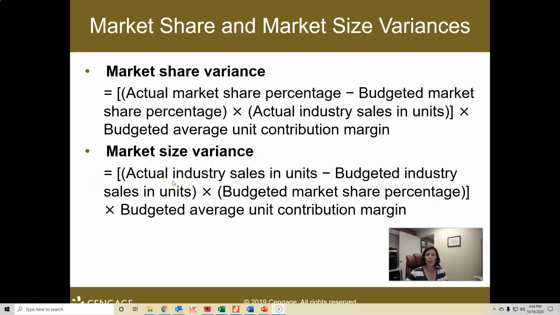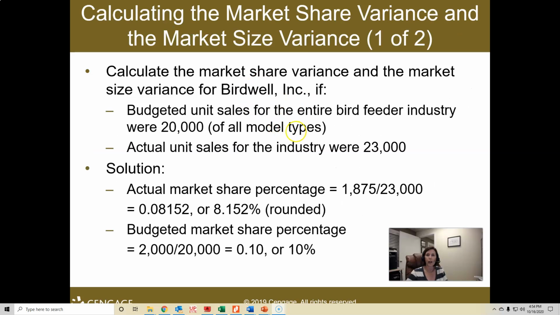And so we're now looking at this across, and this is done by a percentage, so the actual market share of the percentage, and you've got to know basically market-wide what was sold to be able to effectively calculate these figures. But we happen to have this data for the Birdwell company. So we've got budgeted sales for the entire bird feeder industry of 20,000. And I won't read all of this, but you can go through and see how the budget market share was calculated. And for these folks, they managed to have 10% of the bird feeder market.